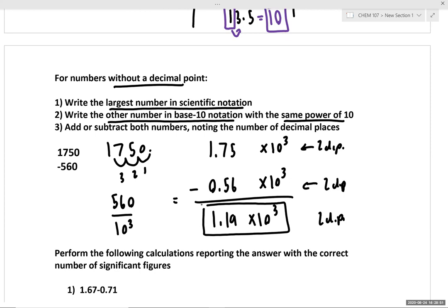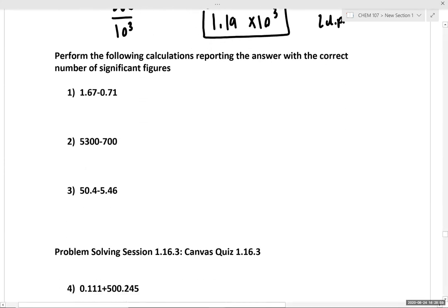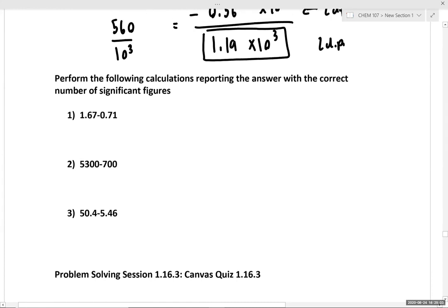So, any questions? If not, let's have everyone work on a few more examples. Let's have everyone work on the following 3 examples, and we'll spend about 4 to 5 minutes working on these, and then we'll come together as a group to discuss.